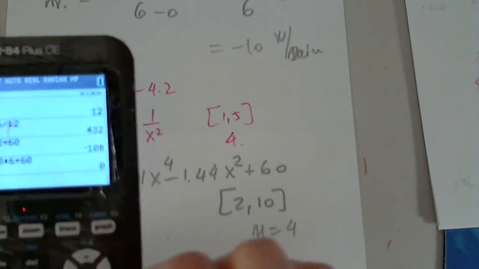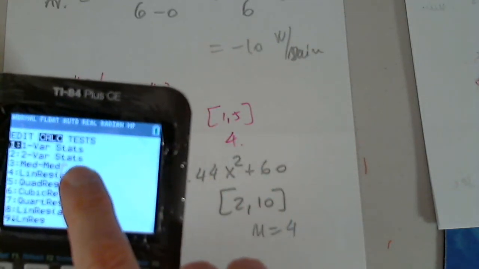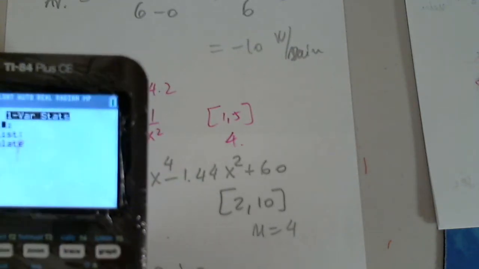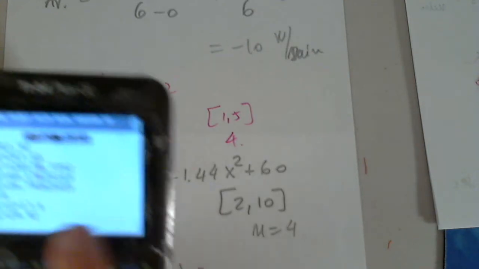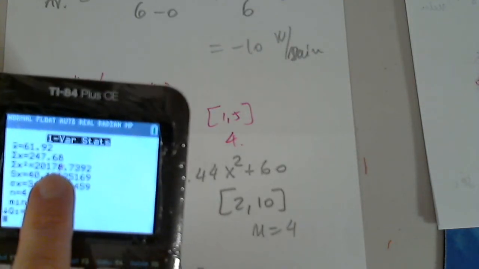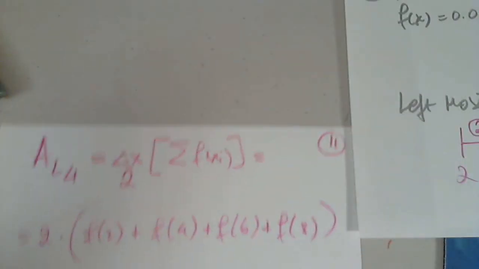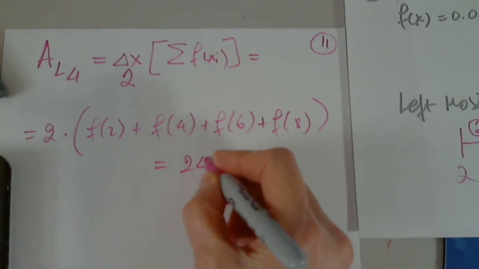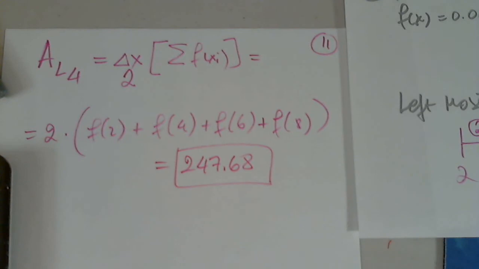Then go to second and quit, go to stats, and run one-variable stats in calculations on list L2, of course. I calculate, and it gives me the sum. And it's done. You don't have to do anything. You don't have to approximate. So the sum is 247.68. That's the easiest thing to do.